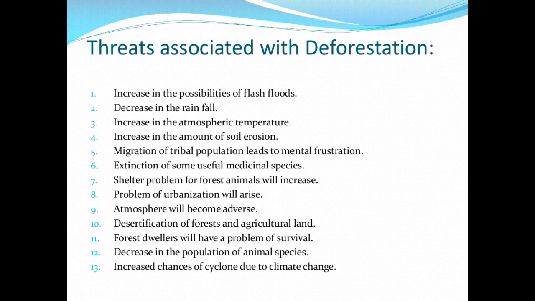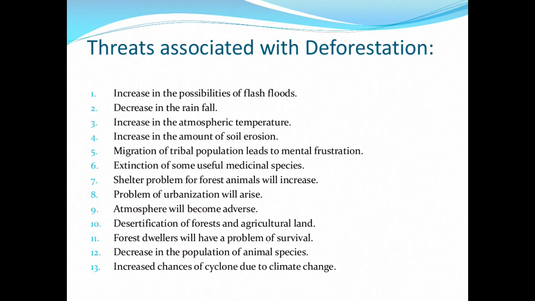Next, decreasing rainfall. Obviously, if the forest is not available, the atmospheric temperature will change and you don't have any proper rains. Increasing atmospheric temperature. Obviously, if the forest is not available, as I said, the clouds will not fall and rains will not come. So if we don't have rains, the ground gets heated and heated, and due to that we have changes in atmospheric temperature.